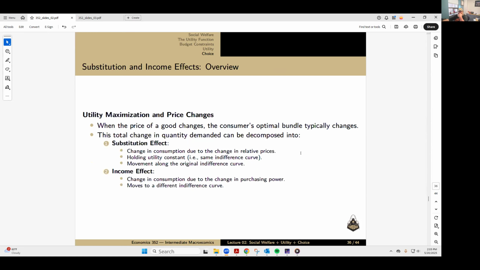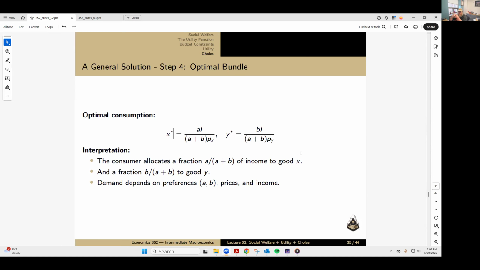Now, going back to the general solution to the optimal bundle, one of the things I mentioned at the very tail end of the last video was that we can think about X and Y in terms of demand, right? Utility maximization is the process that we believe creates demand in the economic system. And so whether we're talking about aggregate demand or demand for particular products, the idea is that demand comes from utility maximization.